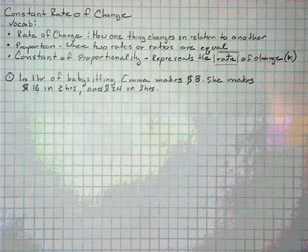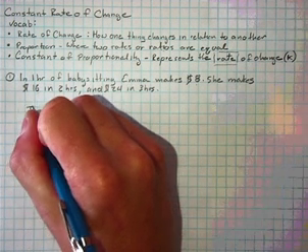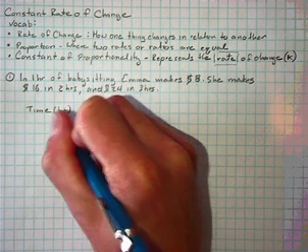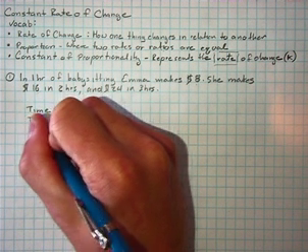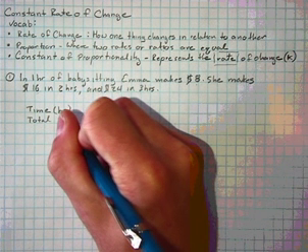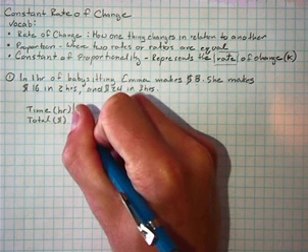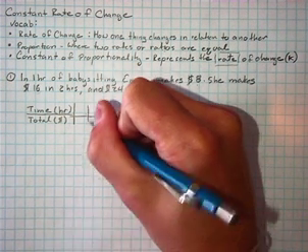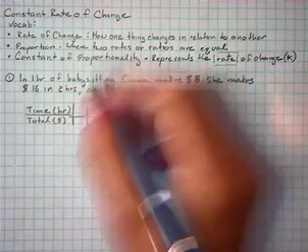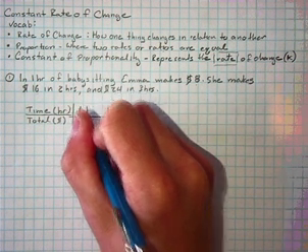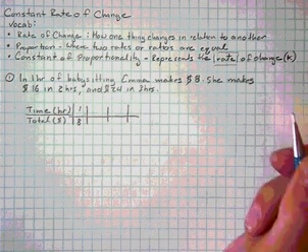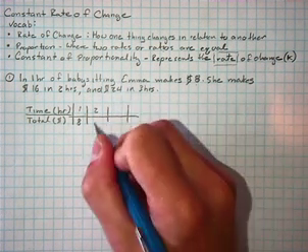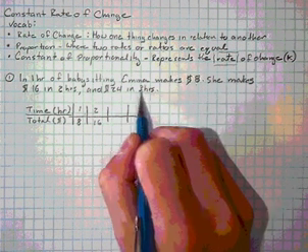So what I'm going to do is set up a chart to help us look at their numbers. So time is in hours. And then the total amount of money that she's making. So in 1 hour, she's making $8. In 2 hours, she's making 16. And in 3, she's making 24.